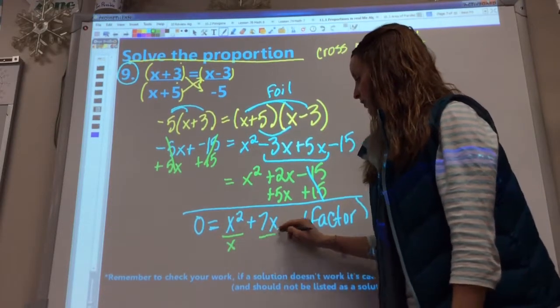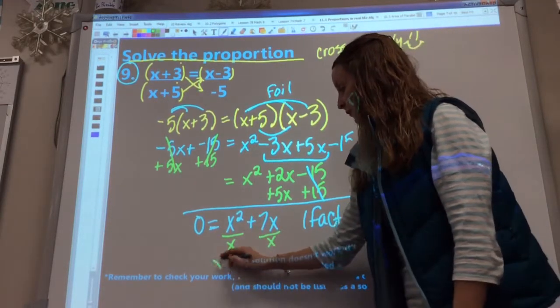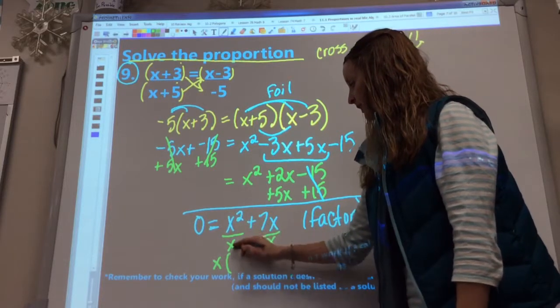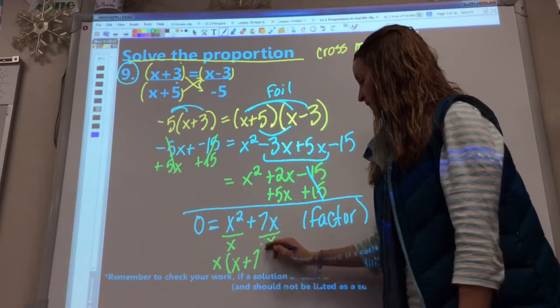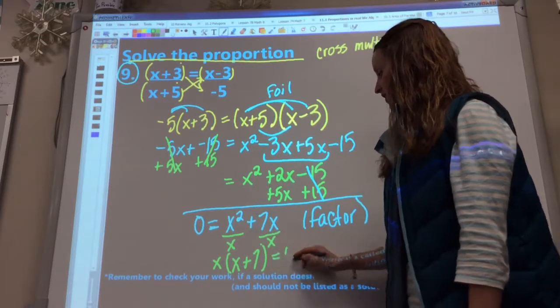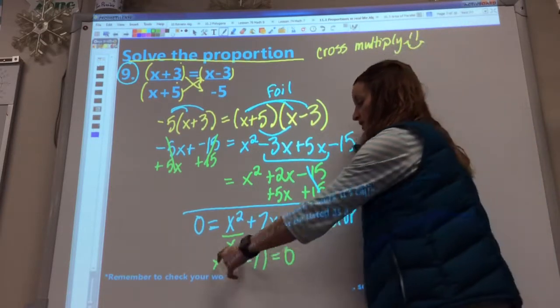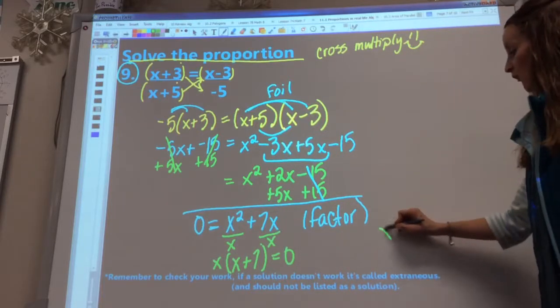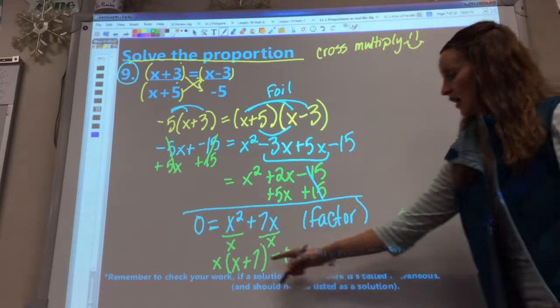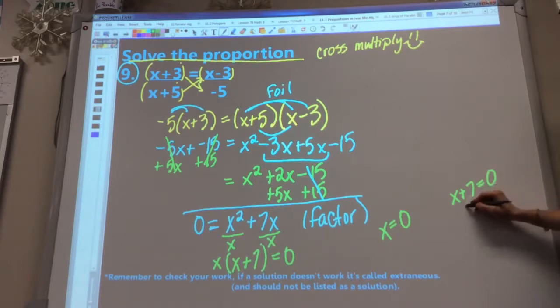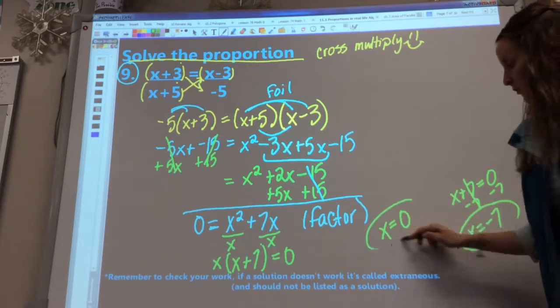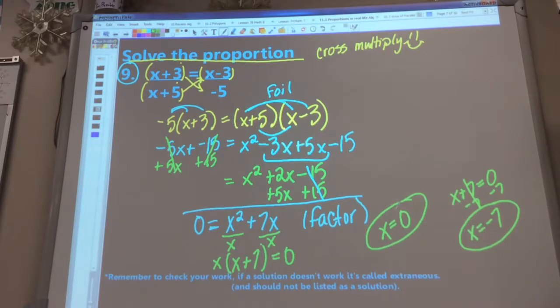So we can divide both of these by x. And when we factor out an x, we're going to be left with x plus 7 equals 0. And once again, we set our factors equal to 0. So our first answer is 0. Our next answer, we set it equal to 0, would actually be -7.